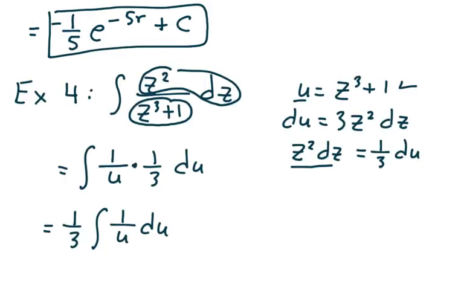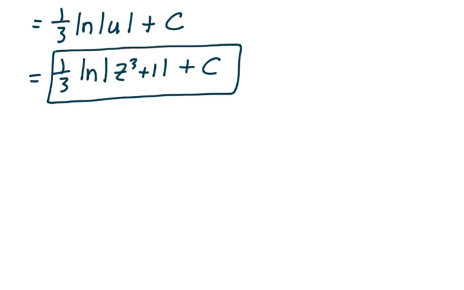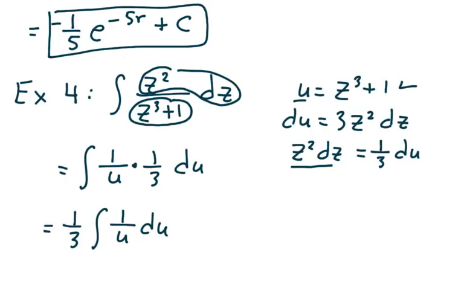But this is 1/3 natural log of the absolute value of u plus c. But remember that u is z cubed plus 1. So this is 1/3 natural log of z cubed plus 1 plus c. Because remember, you have to put it back in terms of the original variable, which in this case is z. It is not u. You can't leave it in terms of u. Okay?